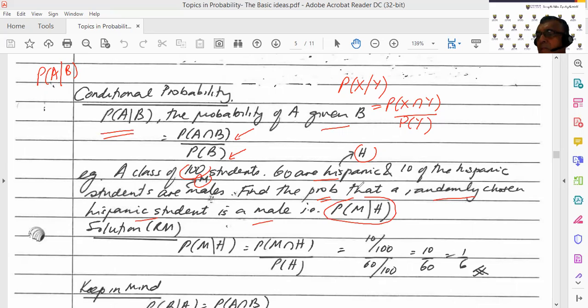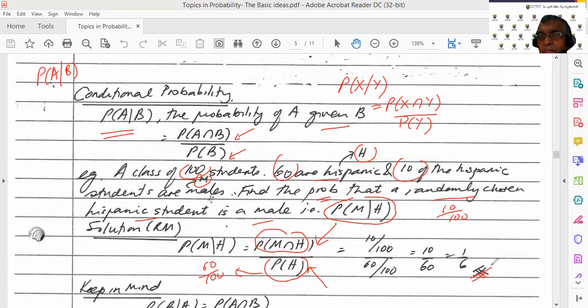So the probability of M given H is what? The probability of M and H over the probability of H. So what is the probability of M and H, male and Hispanic? How many of them are there? 10, so it's 10 over 100. And how many Hispanic students are there? 60. So this will be 60 over 100. Remember, there are 100 students in total. So 10 over 100 over 60 over 100, you will get 10 over 60, which is 1 over 6.